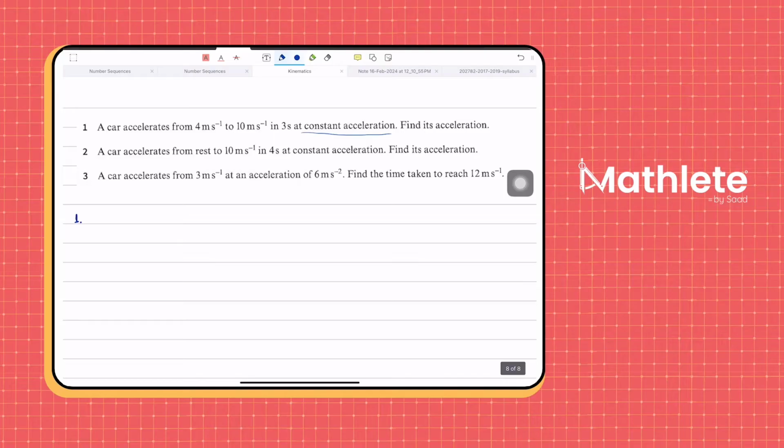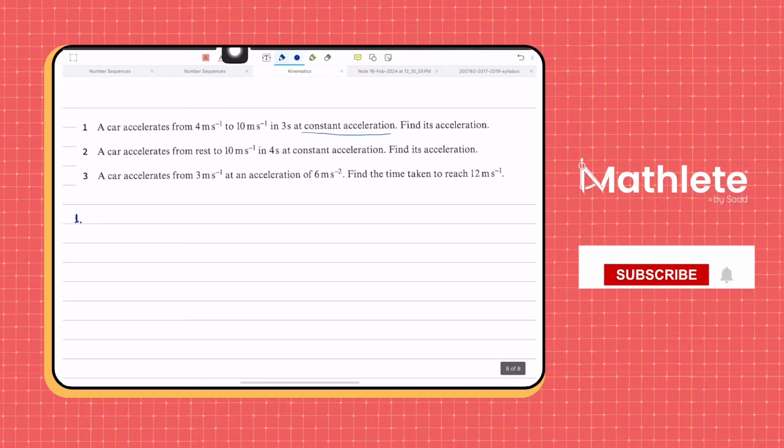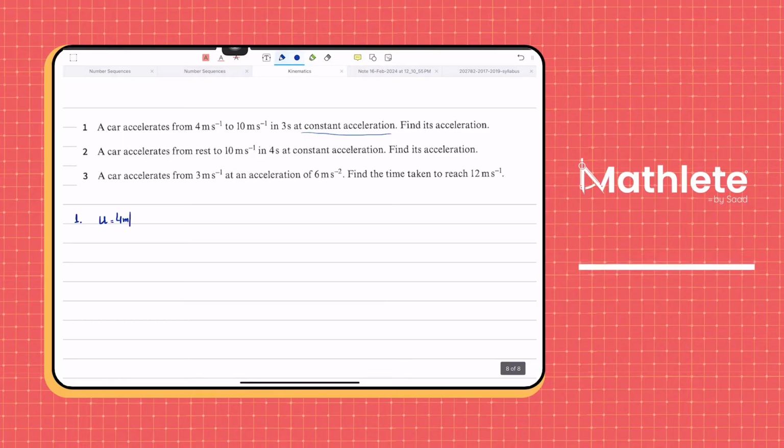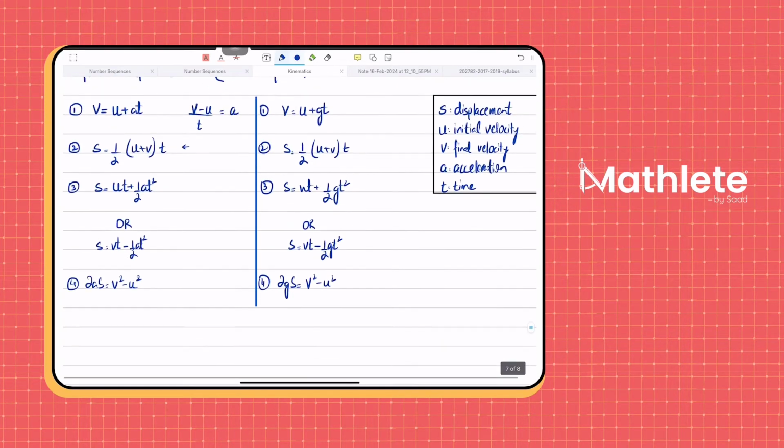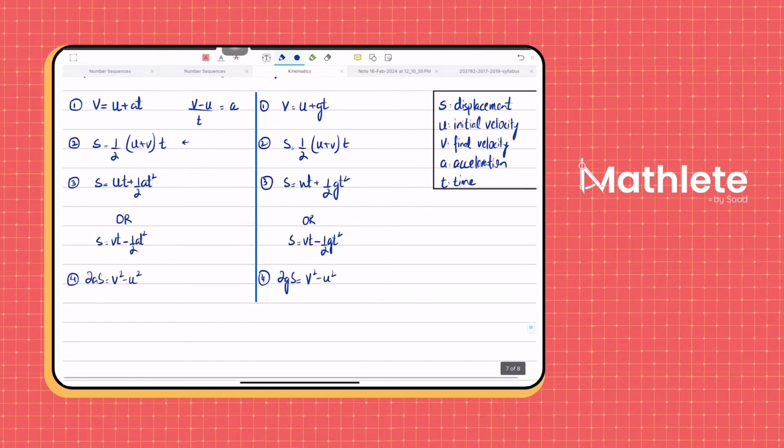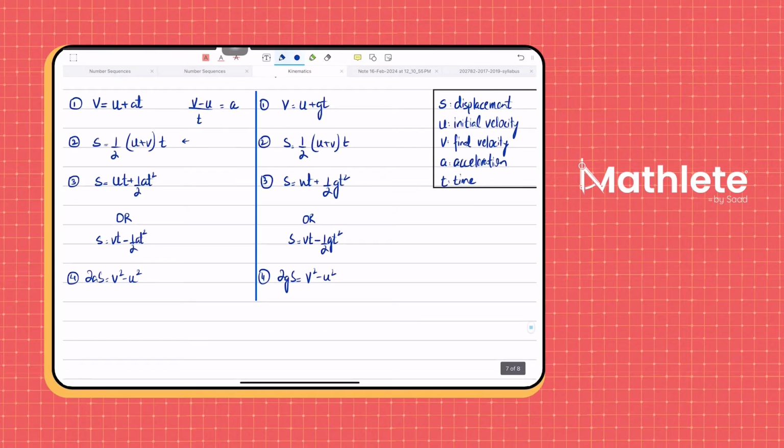So we're given 4 meters per second to 10 meters per second. So what's the initial velocity? Initial velocity is 4 meters per second, or 4 ms minus 1, doesn't matter how you write it. The final velocity is 10 meters per second, so that's 10 ms minus 1. The time that we're given is 3 seconds. Now, what equation do you think I can apply over here? First, second, third, fourth, considering that we have to find the acceleration.